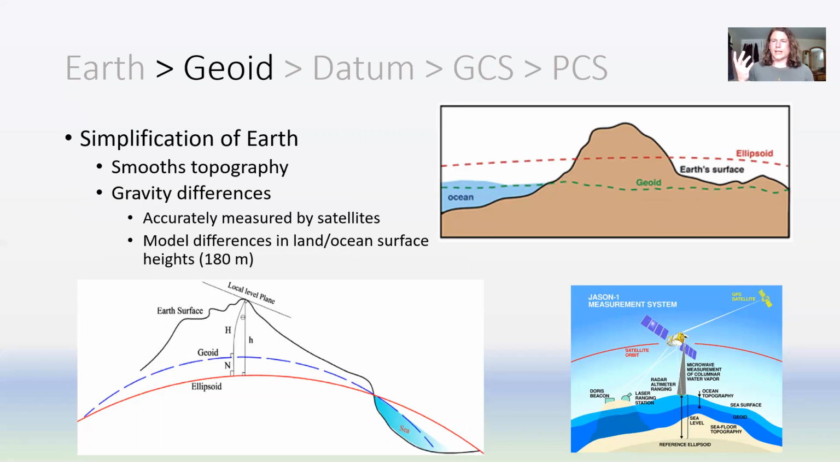Then we can estimate the geoid. And so this is a simplification of the Earth that smooths away topography, but accounts for the gravity differences. And so the way this is actually measured is by satellites flying around the Earth, and the slight deviations in the satellite's orbit will be influenced by the slight differences in gravity depending on where the satellites are. And so then you can model the differences in the land and ocean surface heights, which again deviate by about 180 meters or so, depending on where you are. And so that can then be used as a reference point to fit an ellipse.